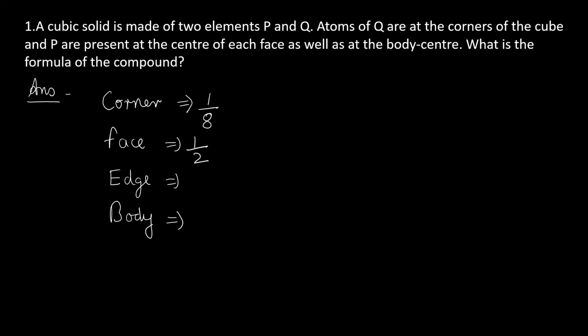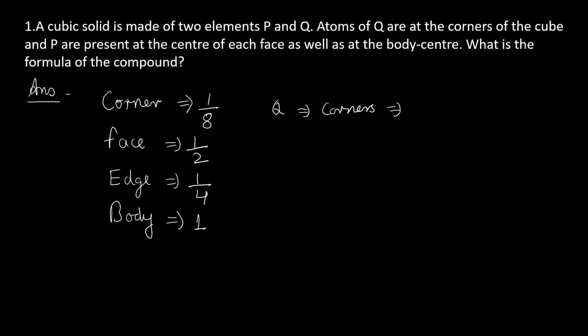Since each edge of the unit cell is in direct contact with 4 unit cells, therefore only 1/4 portion will be contributed if an atom is present at the edge. And if an atom is present inside the body of the cube, then it will be fully contributed in a unit cell. Now in this particular question, Q atoms are present at the corners of the cube.